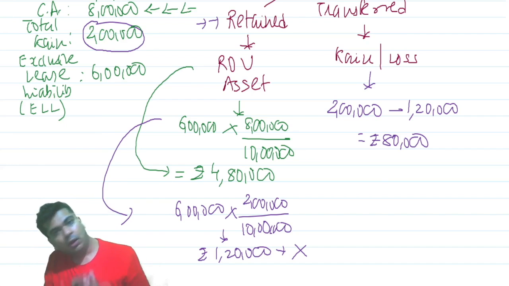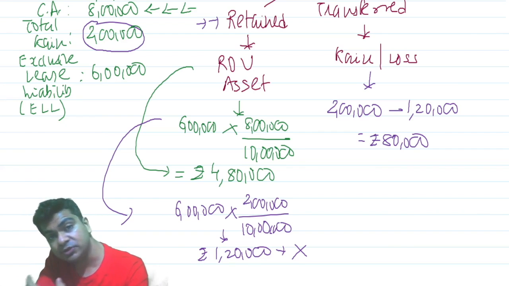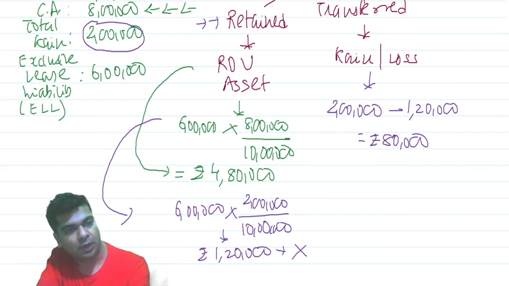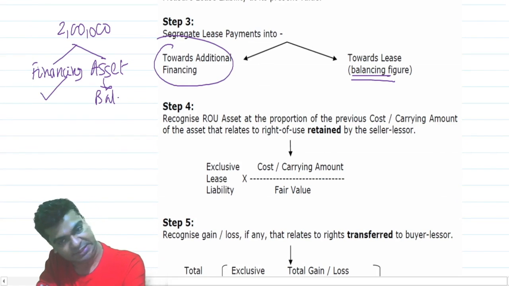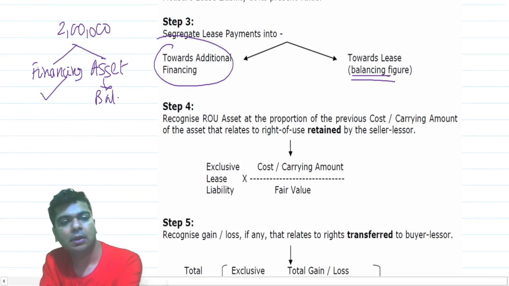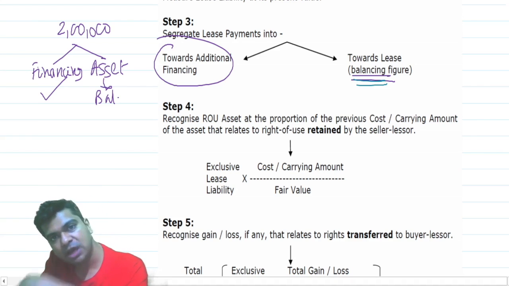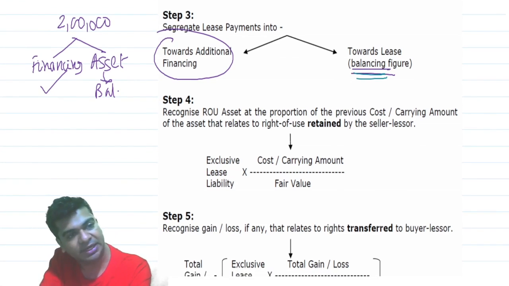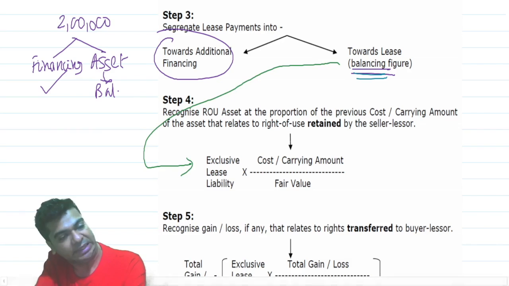Getting me? To the extent the asset is there in our books, to that particular extent, we are not in a position to show the gain, but the balance gain can be considered by us. It's all there over here. Just see. Step 3, as I said, segregate the lease payments into how much is for additional financing and how much is for the lease. So that's how we will find out exclusive lease liability. Discounting this will give you the exclusive lease liability.